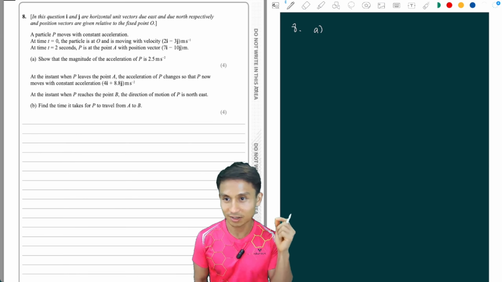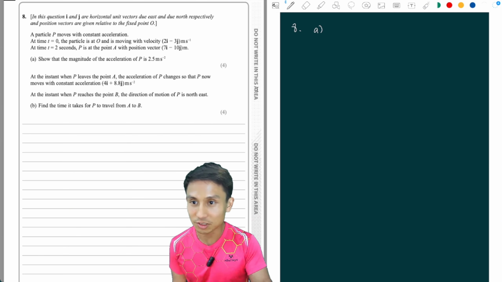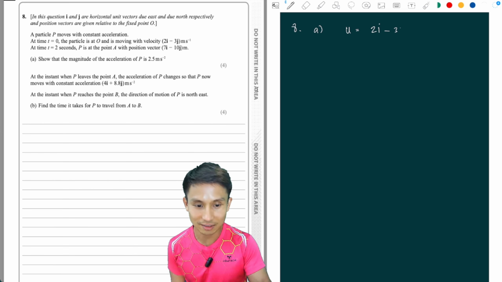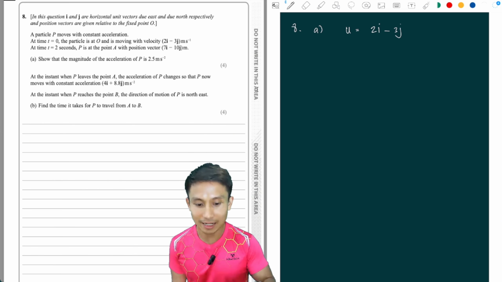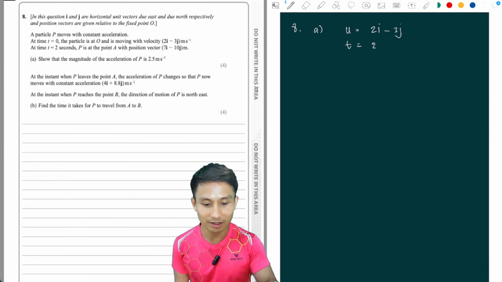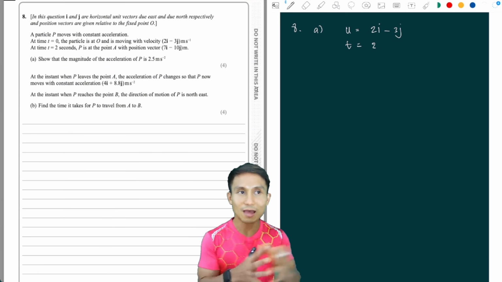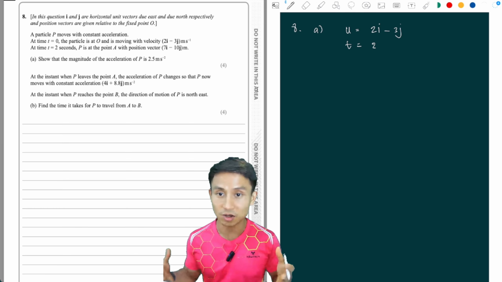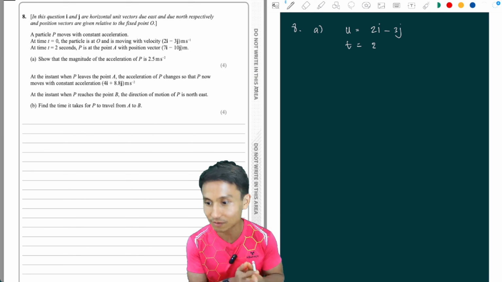And this is just using SUVAT. So we know that at t equals 0, this is called the initial velocity. I'm just going to leave the units. And then at t equals 2, we know that time is 2 seconds, and the position vector is the final position vector. So we have the initial position vector being at the origin, and the final position vector being 7i minus 10j meters.